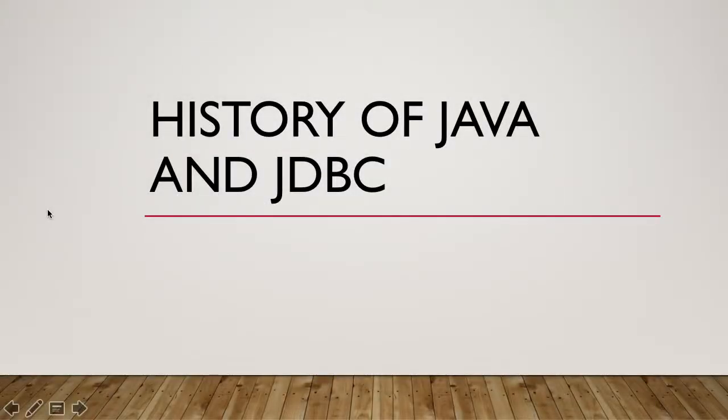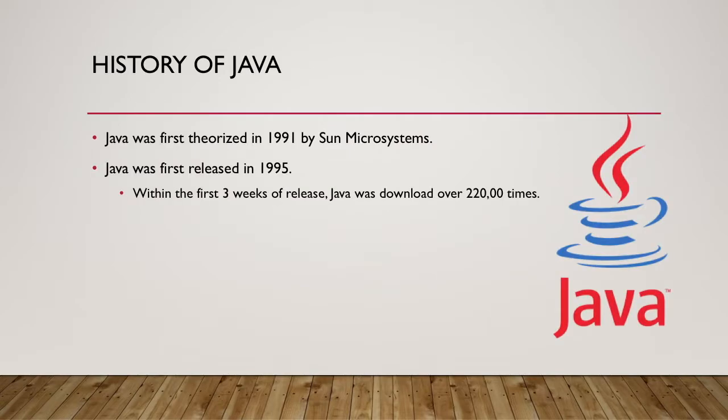Today I will be giving you the history of Java and JDBC. The history of Java: Java was first theorized in 1991 by Sun Microsystems, and then Java was first released in 1995. Within the first 3 weeks of release, Java was downloaded over 220,000 times.